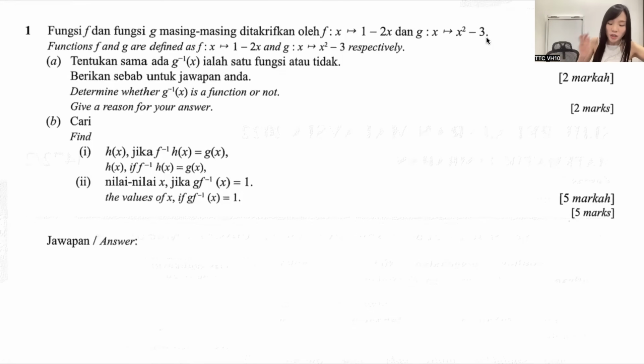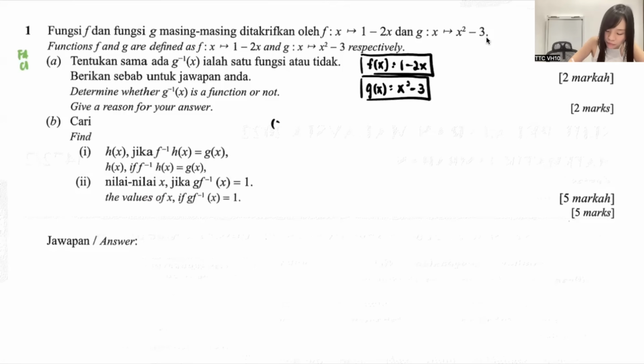Question 1, they say, functions f and g are defined as this and that respectively. The moment you saw that, I think you straight away know this is under Form 4, Chapter 1, functions. When you first learn it, you must be thinking, oh, very hard. But actually, it's not that hard after you learn other chapters. Let me write out for you. I love to write every single thing out. So f(x) equals 1 minus 2x and g(x) equals x squared minus 3. I think this is whatever they provided so far.